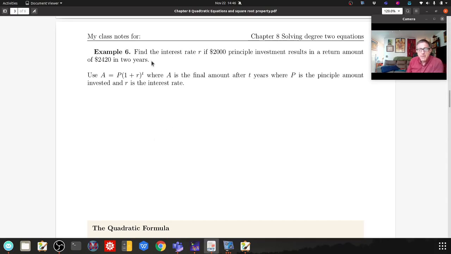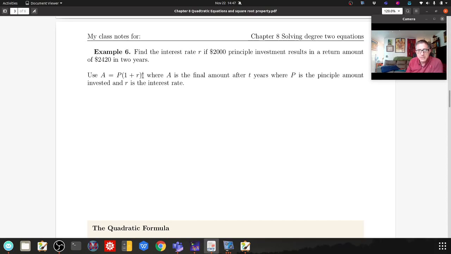So find the interest rate r. So that's going to be our unknown. If a $2,000 principal investment, so that's how much you invest at the very beginning, results in a return amount of $2,420 in 2 years. So how do you solve this? I actually give you the formula. Use A is equal to P times 1 plus r raised to the t.